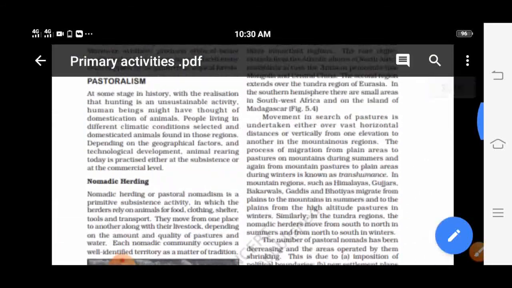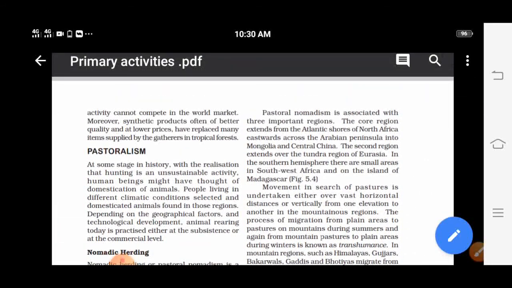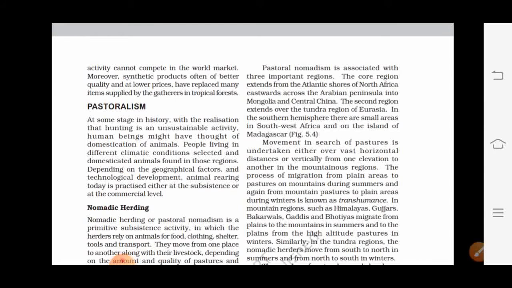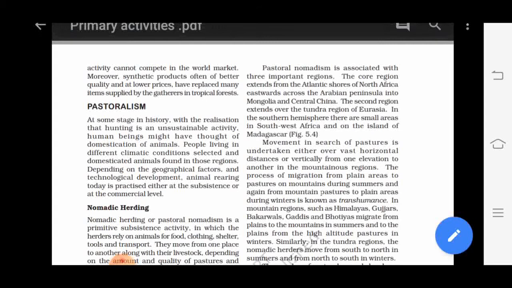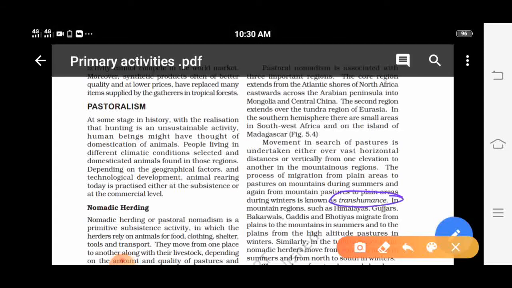Now another important characteristic of nomadic herding is that sometimes the nomadic herders migrate from one season to another season, and that type of migration is known as transhumance. Remember, this is very important, transhumance.